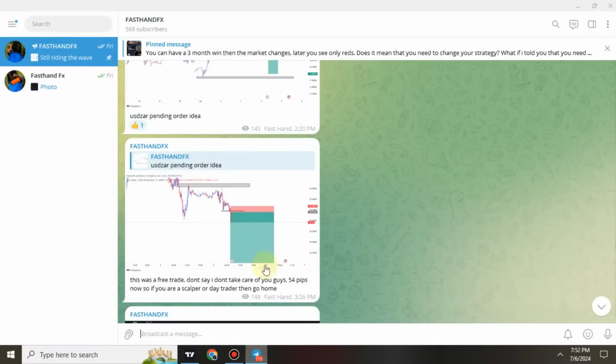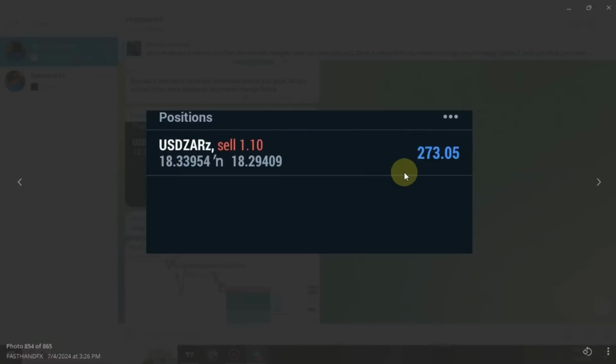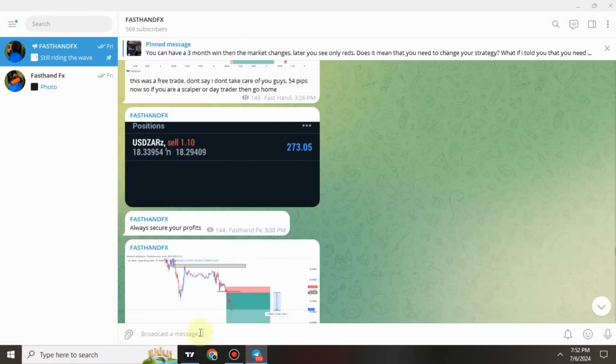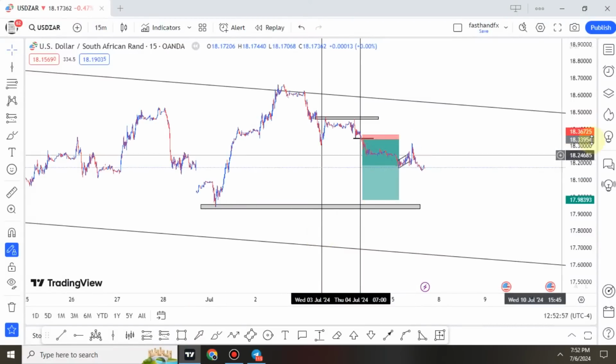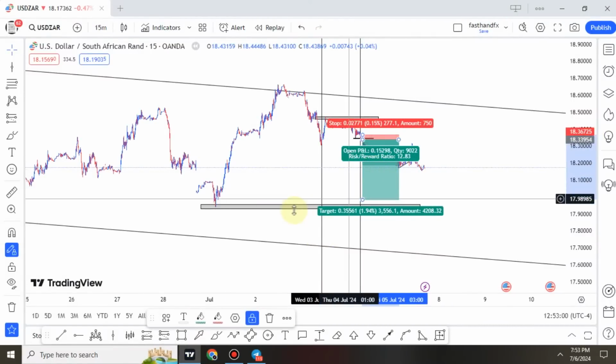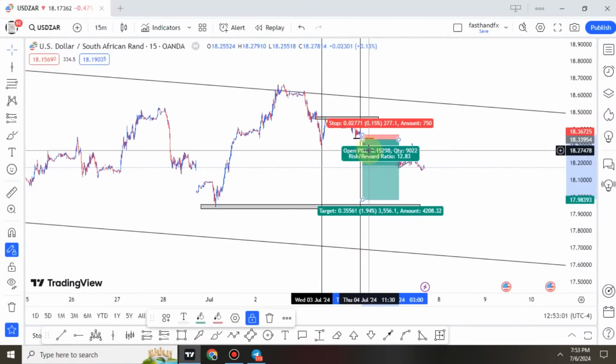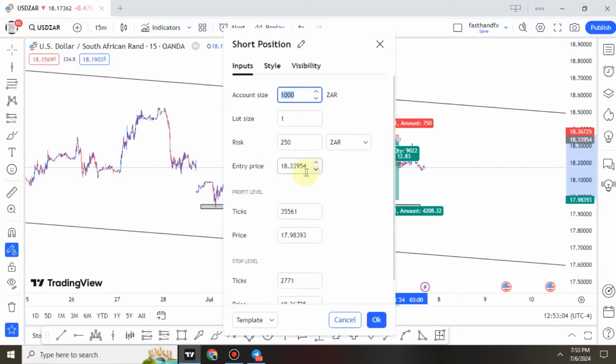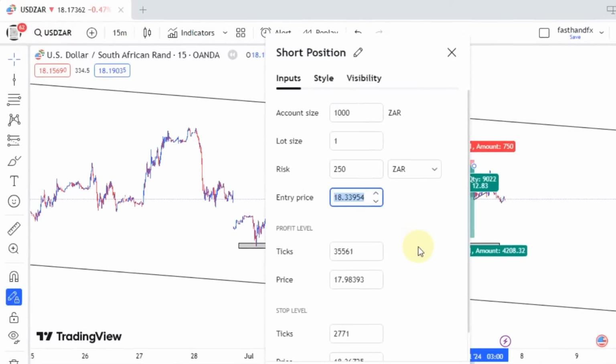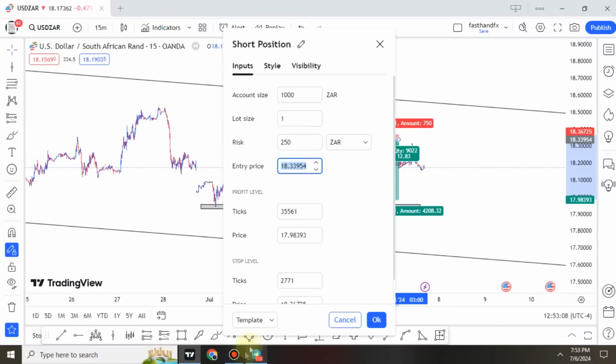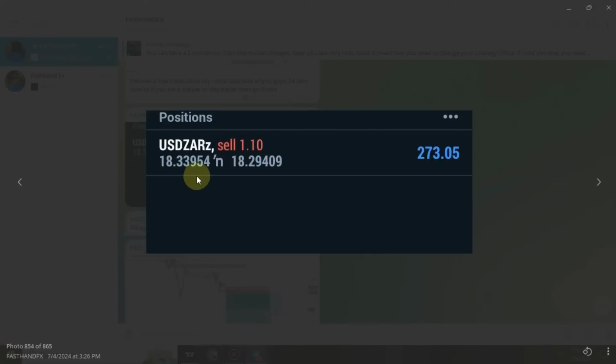So let me show you something over here. You see, this is when I was in profit right over here, 18.33954. Let me double click on this for transparency, guys. All right over here, 18.33954. You see, that's the entry level, right?